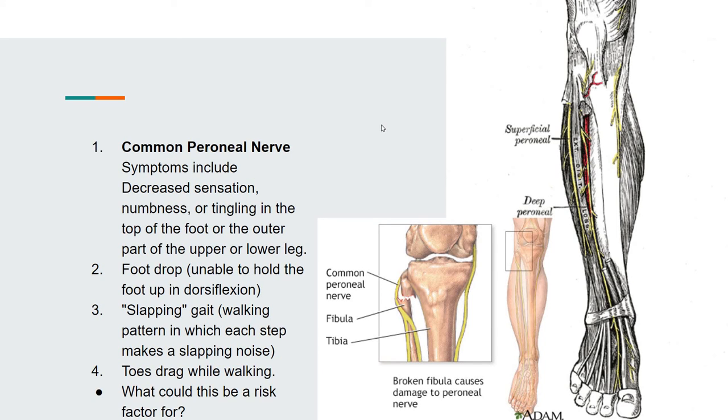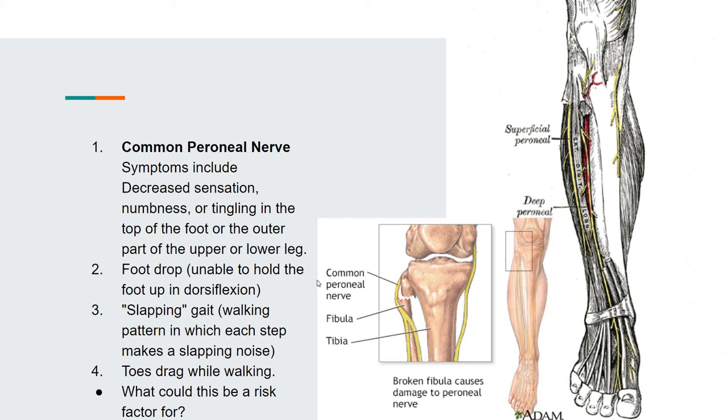Now let's look at the common peroneal nerve. Now this one is going to be especially important because a lot of times we're going to start our treatments up here for our lower neuropathy patients, right along the side here. So common peroneal nerve symptoms include decreased sensation, numbness or tingling in the top of the foot, outer part of the upper or lower leg. Now a symptom would be foot drop, unable to hold the foot up into dorsiflexion. They call it a slapping gait. You'll hear kind of this clomping like that as people walk.